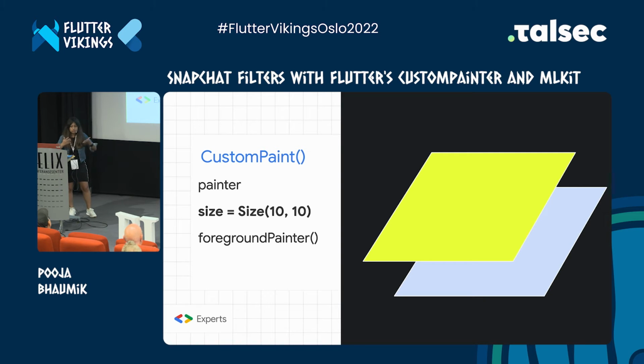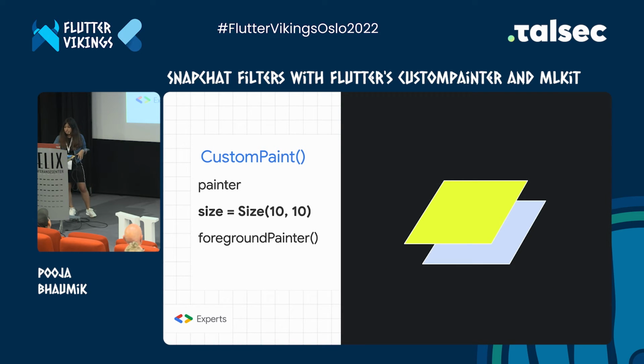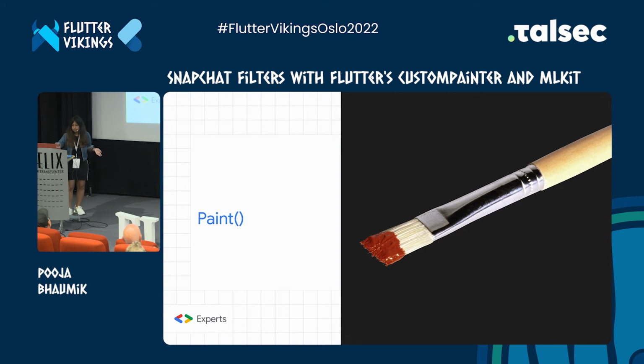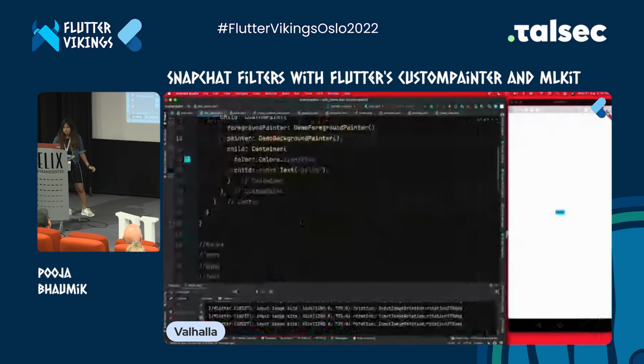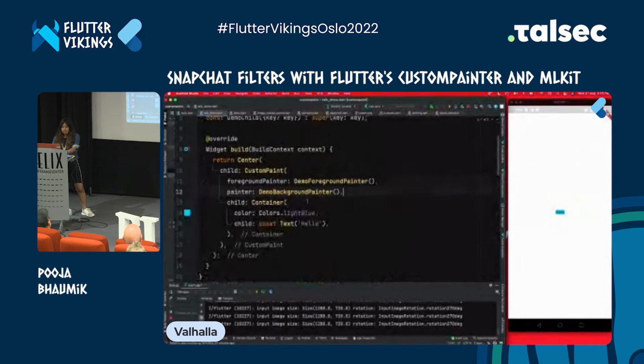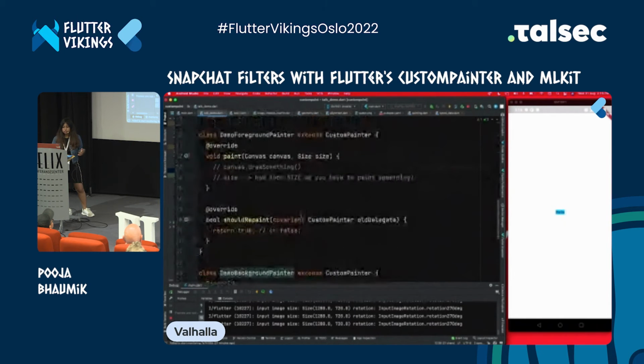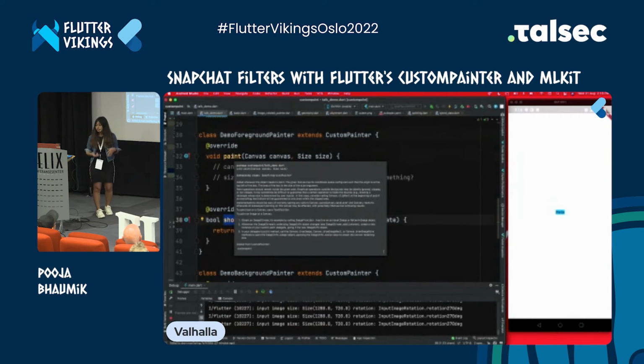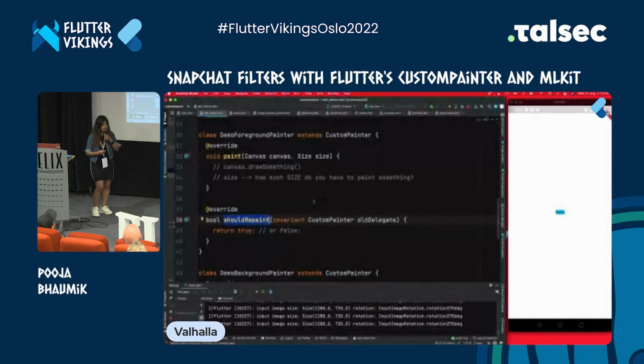So now you understand how the canvas is sized. As I said, it reduces to 10 by 10 without a child. Now coming back to the paint thing. Let me go to the custom painter class, because here we are giving a class called demo foreground painter and a demo background painter. You extend the custom painter class, and you get two overridden methods called paint and shouldRepaint. Paint is where you define what you're painting, and shouldRepaint decides when you want it to repaint.